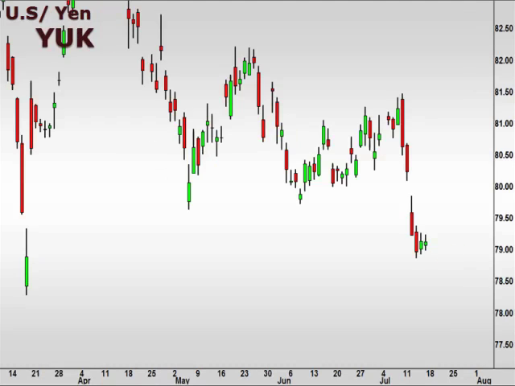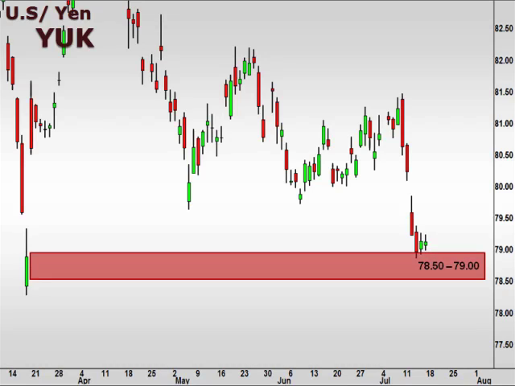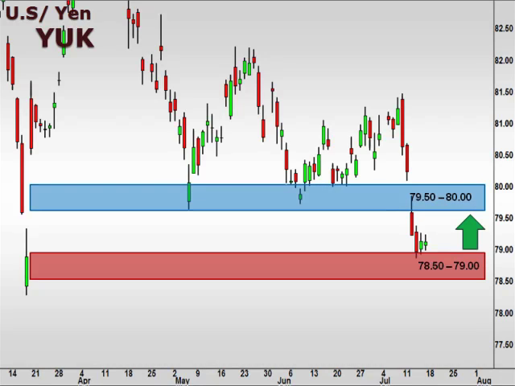Let's take a look at the YUK, the U.S. versus the Japanese yen. Well, the YUK lost considerable ground last week. However, the 78.5-79 focal zone should act as strong support, suggesting a bounce here is likely. 79.5-80 is likely to act as a key overhead resistance.